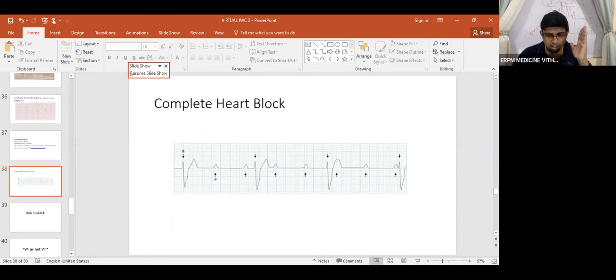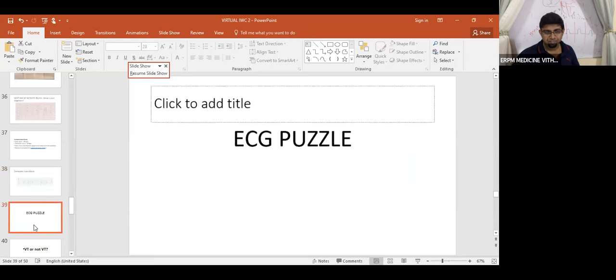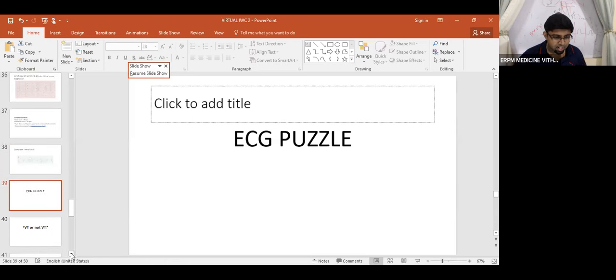Look here. The last part of the class, we'll finish with the ECG puzzle. Clear? Now look here. So the topic for the puzzle is this.